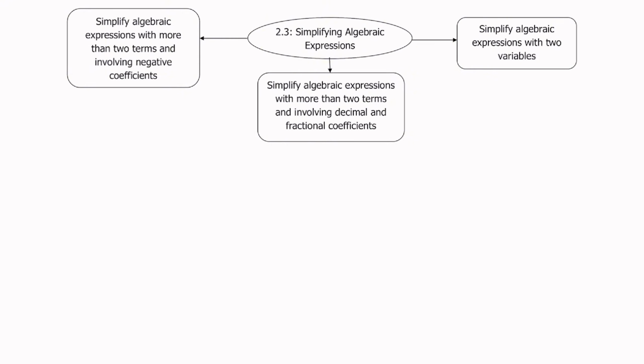First, simplify algebraic expressions with more than 2 terms. Remember in the first video I said that as you proceed further, you will have more than 2 terms, and this is what we are doing now. And involving negative coefficients. So now it's also negative numbers. The second one, simplify algebraic expressions with more than 2 terms as the first one, and decimal and fraction. Well, the last one is simplify algebraic expressions with 2 variables. So let's get started and see how they are different or similar.